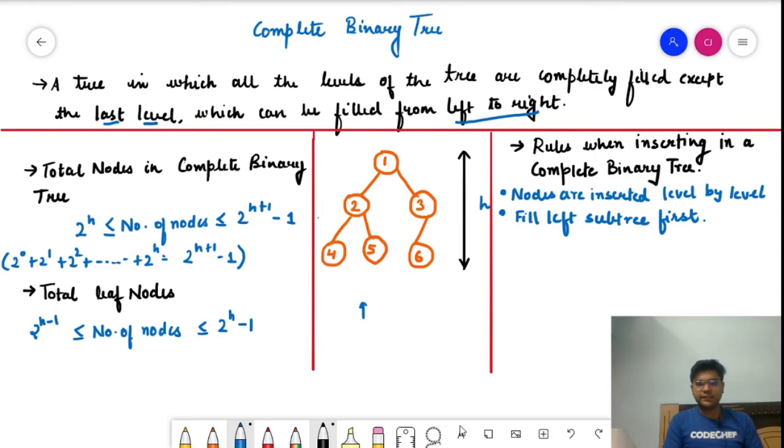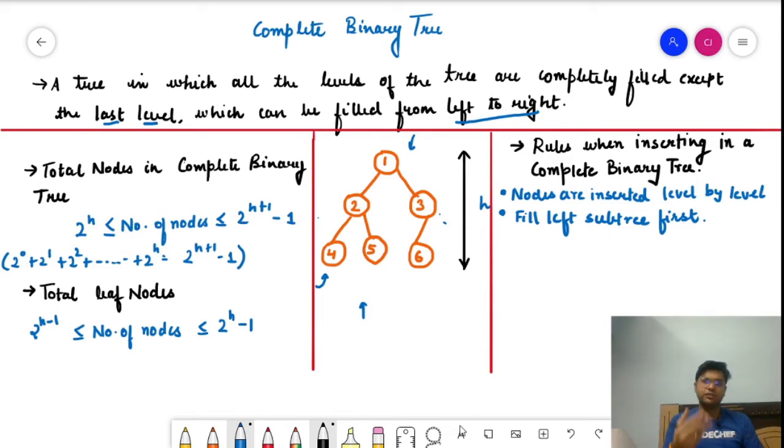Let's see this particular example. Here we can see there are three levels: level 0, level 1, level 2. Level 0 has the root node, followed by some nodes. The root node has two children, 2 and 3, and then they have the children 4, 5 and 6. This is the last level, and we can observe that it is partially filled. We could have one more child here, but we don't, so it is partially filled, and this satisfies the condition of a complete binary tree. So this is a typical example of a complete binary tree.